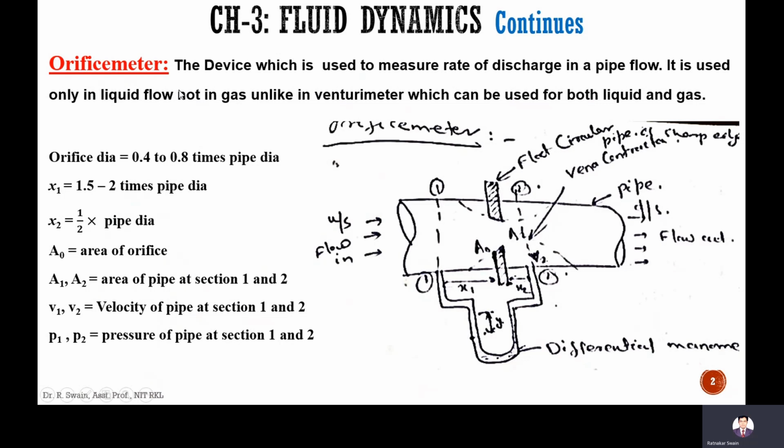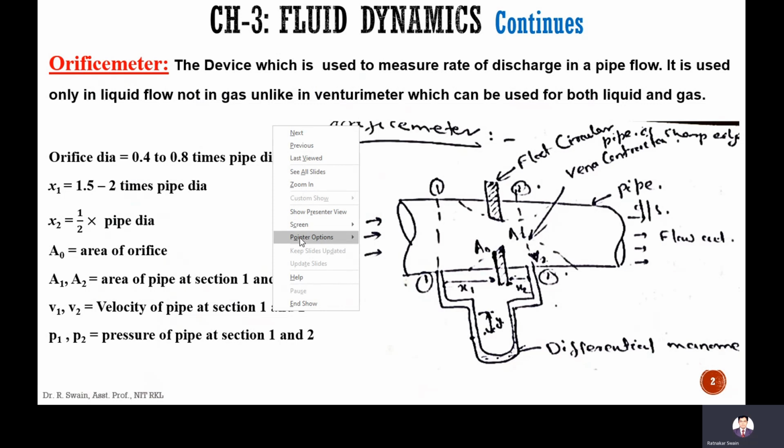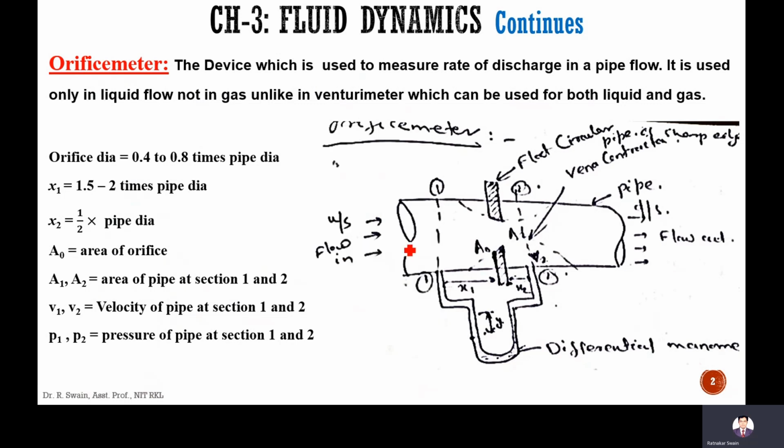Like the Venturi-meter, this is also a device which is used to measure the rate of discharge in a pipe flow. It is used only in liquid flow, not in gas flow. In liquid flow, in a pipe, the discharge can be measured using the orifice meter. Unlike the Venturi-meter, in which you can measure the discharge in both liquid and gas flow. This is the orifice meter.